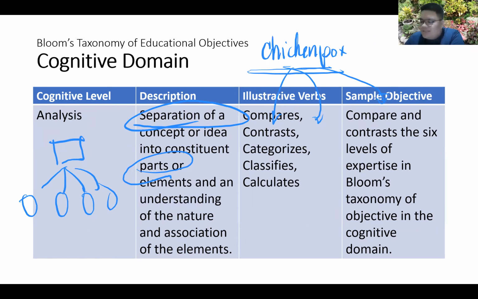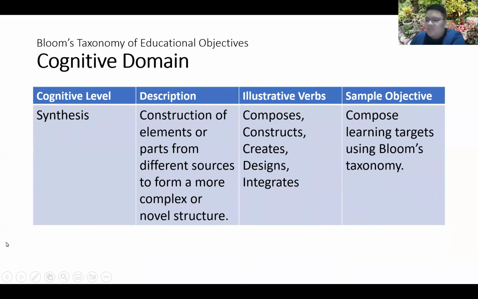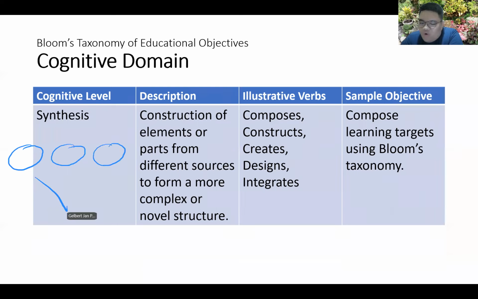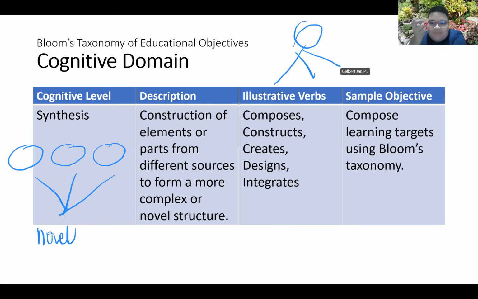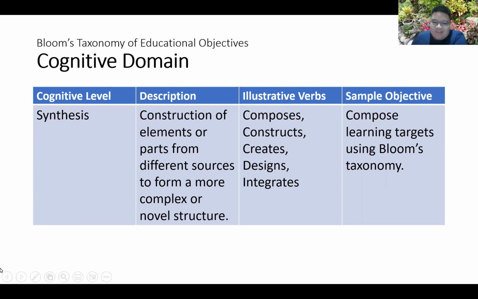But in your synthesis naman, which is the next one here, class, in your synthesis, you construct elements from different sources to form a complex or novel structure. So concept A, concept B, concept C, you combine them to make a novel structure. That is what's happening in your synthesis. So kumbaga, in analysis, parang breakdown siya. In synthesis naman class, pagsama-sama nilang lahat. That's the way for your synthesis.